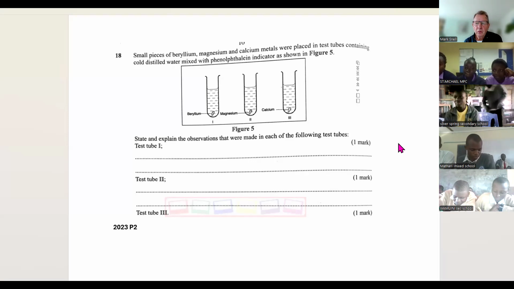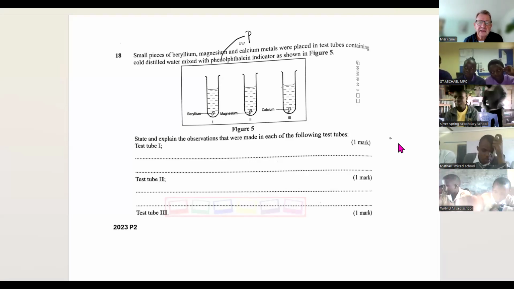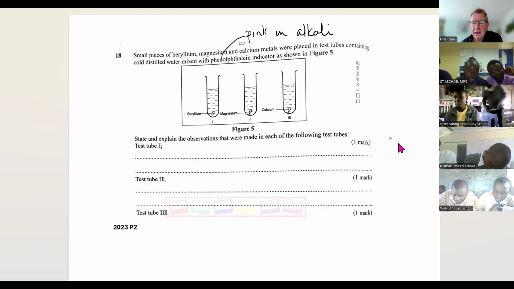It's a funny word, isn't it? But phenolphthalein is pink in alkali and is colorless otherwise.